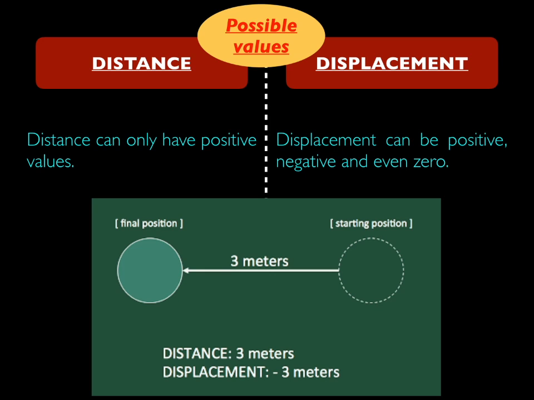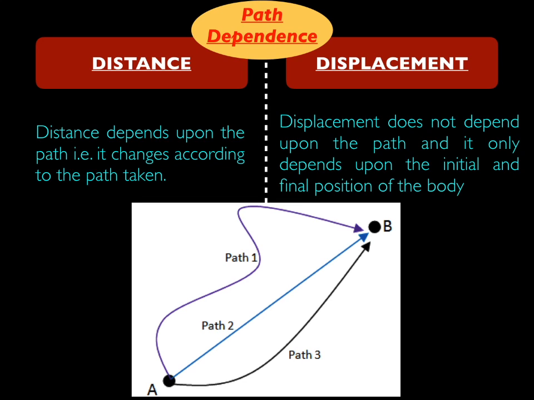So in the image, you can see the starting point is on the right side, whereas the final position is at the left side, and the particle is covering the distance of 3 meters in the left direction. So the distance doesn't require direction, hence it will only depend on magnitude, and it is positive 3 meters. Whereas displacement will care about the direction, and as per the sign convention, this movement will give the displacement of minus 3 meters.